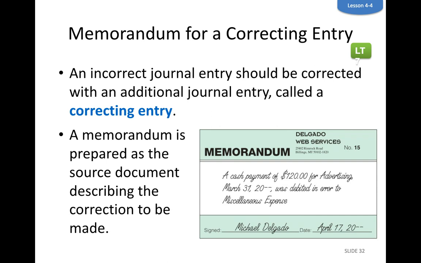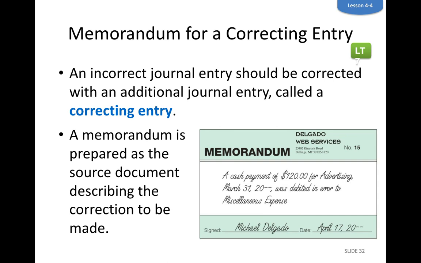So in the case of Delgado Web Services, if they made an error, Michael Delgado, since he's doing his own accounting, would probably make a memo for the error once he found out that he made it. And that memo, which looks like this, would be the source document for that entry. Going back to chapter 3, we were talking about source documents. So something like writing a cash payment of $120 for advertising on March 31st was debited in error to miscellaneous expense. So in that sense, instead of making it an advertising expense, they accidentally made it a miscellaneous expense instead.